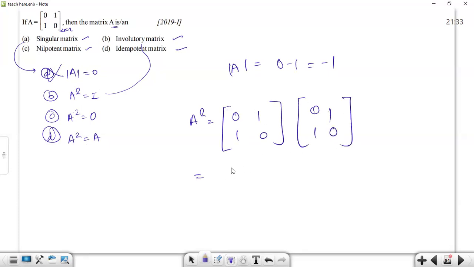First row, first column: 0 into 0, 1 into 1. First row, second column: 0 into 1, 1 into 0. Second row, first column: 1 into 0, 0 into 1, 0. Second row, second column: 1 into 1, 0 into 0. This is A square. Now this is the identity matrix of order two. So B is the correct option. It's an involutory matrix.